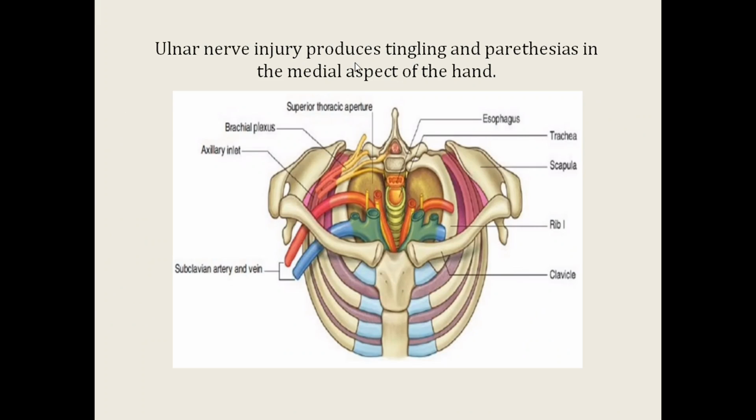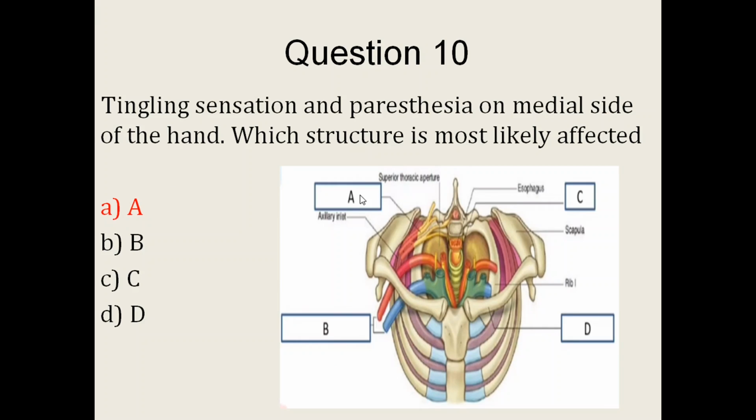Let's look here. See, this is the brachial plexus. If the brachial plexus is injured, there will be tingling and paresthesias on the medial side of the hand. And there will be ulnar claw hand deformity. That is also there. So this has to be brachial plexus. The answer is A, brachial plexus.